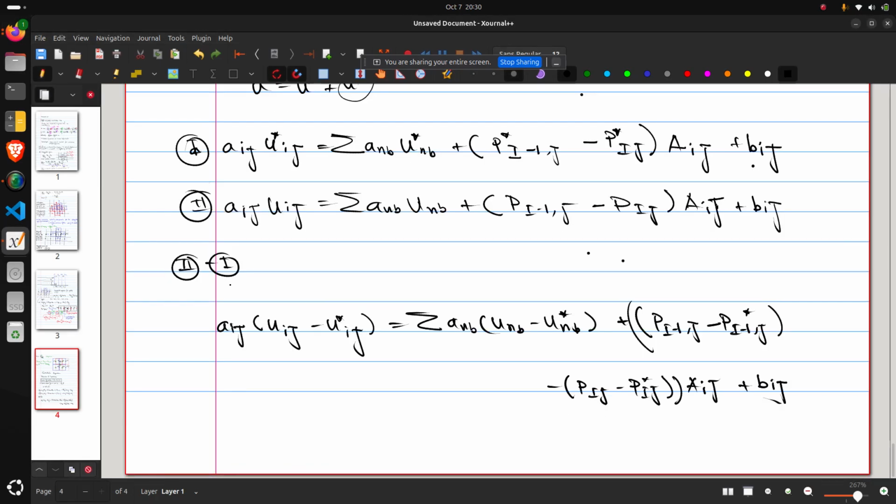Okay, so we just subtracted equation 1 from equation 2, and what will it give us? This will turn out to be U small i capital J prime, that is the correction term. This will give us U nb prime. This will be P capital I minus 1 capital J prime. This will be P capital I capital J prime, and the rest is all the same.